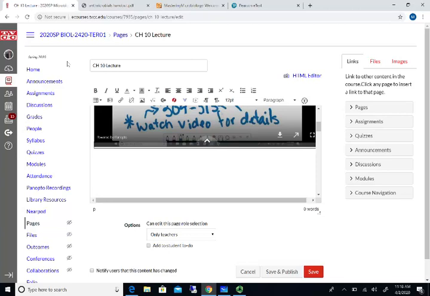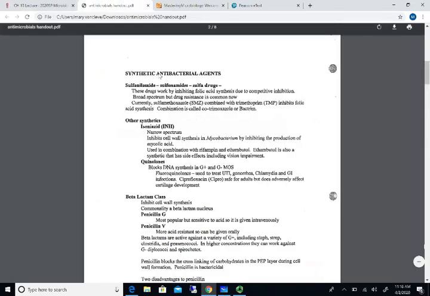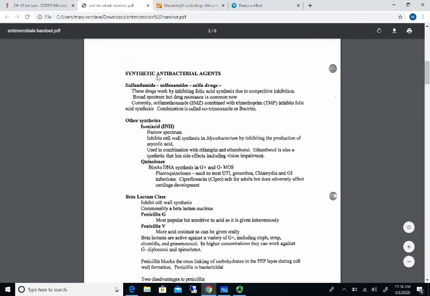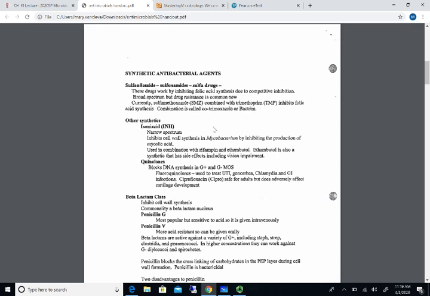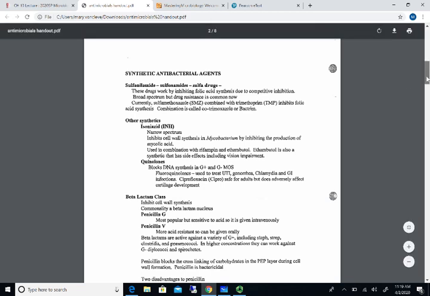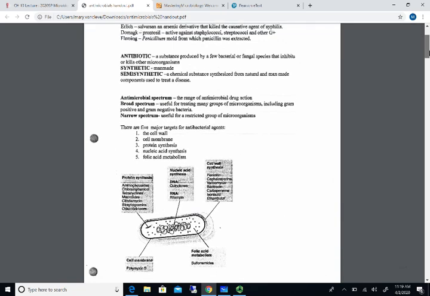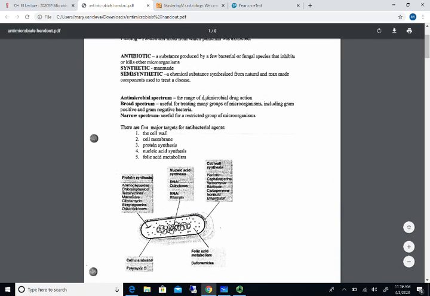All right, so I'm going to go back to my antimicrobials handout. I'm sorry it took me a moment to find it. And we can go ahead and take a look at this. Your synthetic antibacterial agents. Well, you know what? Let me back up because I don't think we talked about broad spectrum and narrow spectrum drugs. So I'm sorry, we missed that.